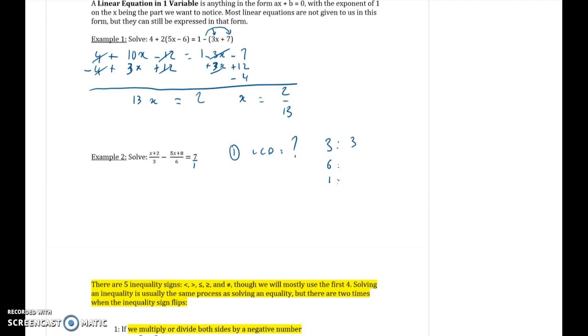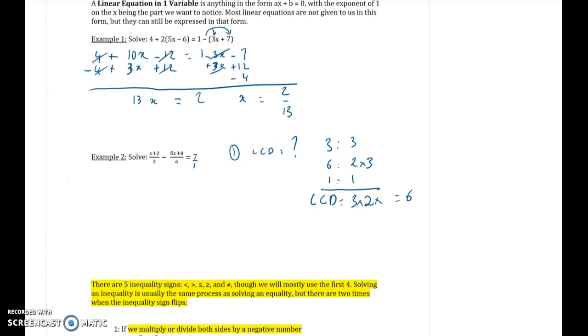So 3 is going to be 3. 6 is going to be 2 multiplied by 3. And 1 is going to be 1. The LCD is the multiplication of each factor with the highest power. In that case, what is the LCD? Factor 3 to the 1, I'm going to take 3. I'm going to take 2. And I'm going to take 1. So my LCD is 6.